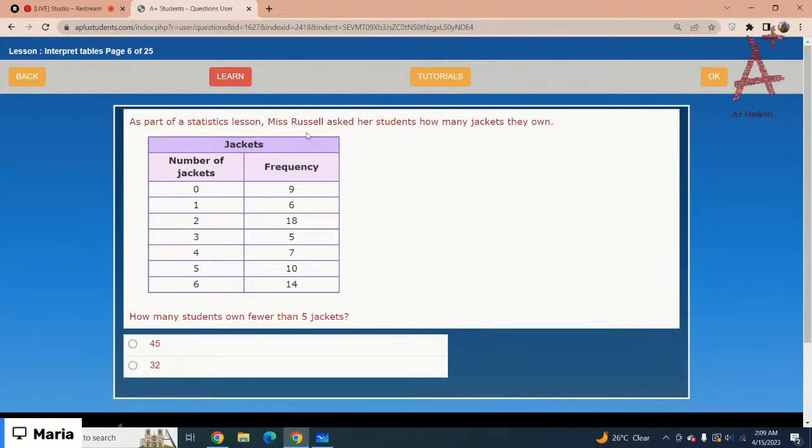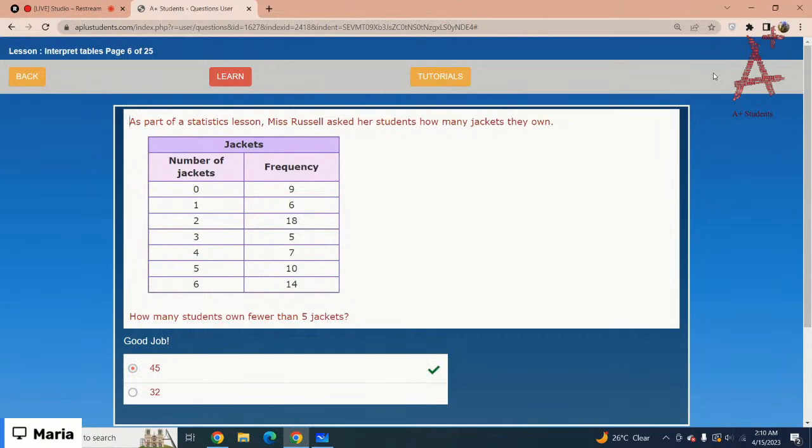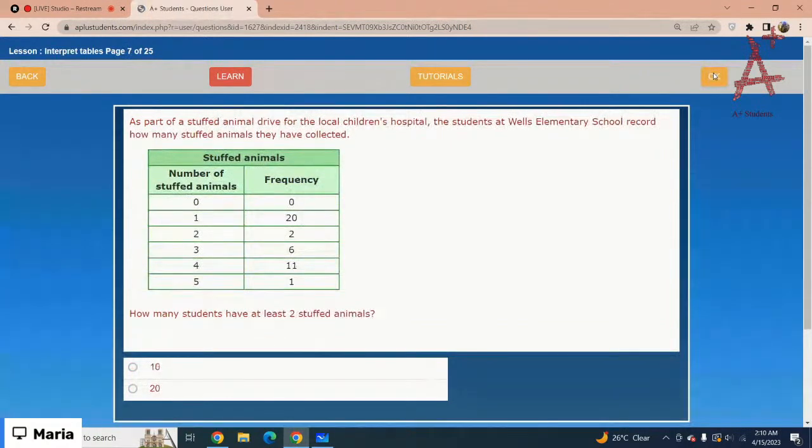Okay, as part of a statistics lesson, Mrs. Russell asked her students how many jackets they own. How many students own fewer than 5 jackets? Here is the number of jackets. Fewer than 5, the numbers are 4, 3, 2, 1. Just add all the frequencies from 4 down to 0. So 12, 18, and 30, 36, and 36 and 45 it is. That means 45 people have fewer than 5 jackets. Just understand the question and look at the table.